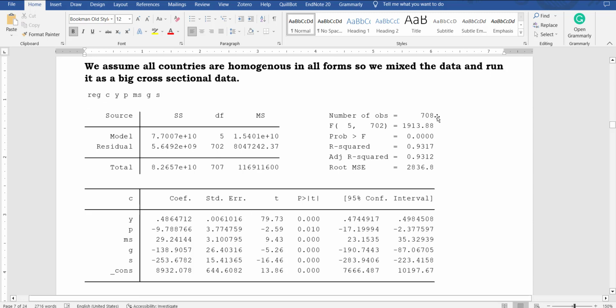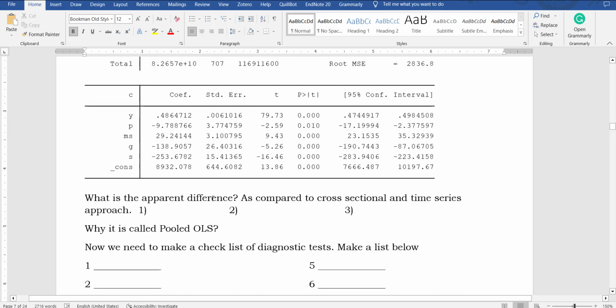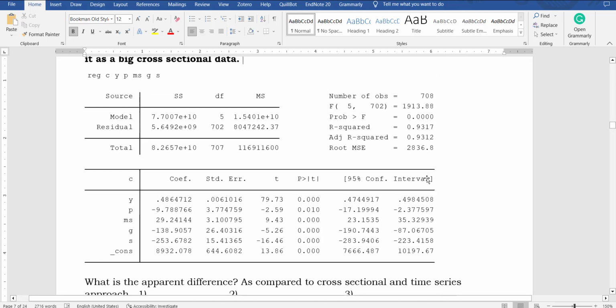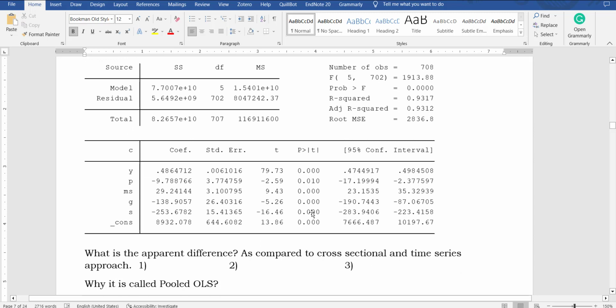The data observations are very big. R square is also good. F test is significant. All the variables are significant. So we made this model. What is the apparent difference? First of all, the coefficient values are becoming smaller. They are corrected. Most of the variables are significant, and the results are better. The R square is bigger. The RMSE might be smaller if you compare it with the previous models, and the F test is also bigger.